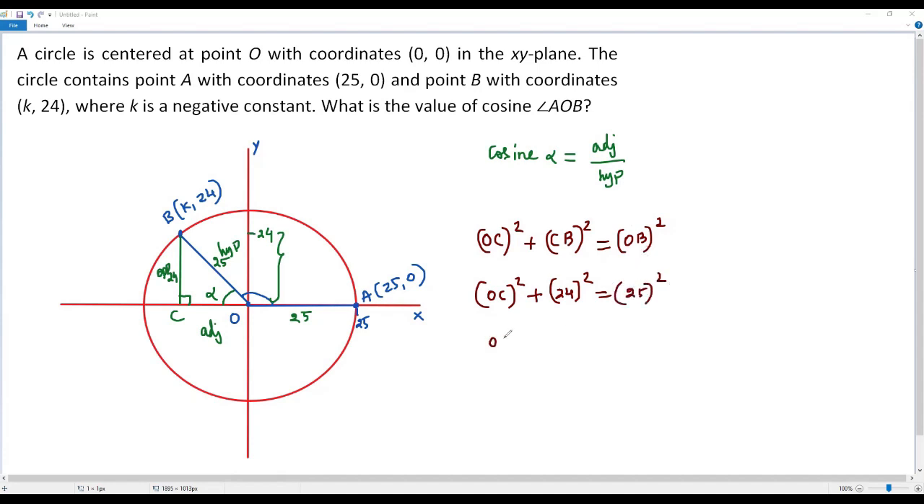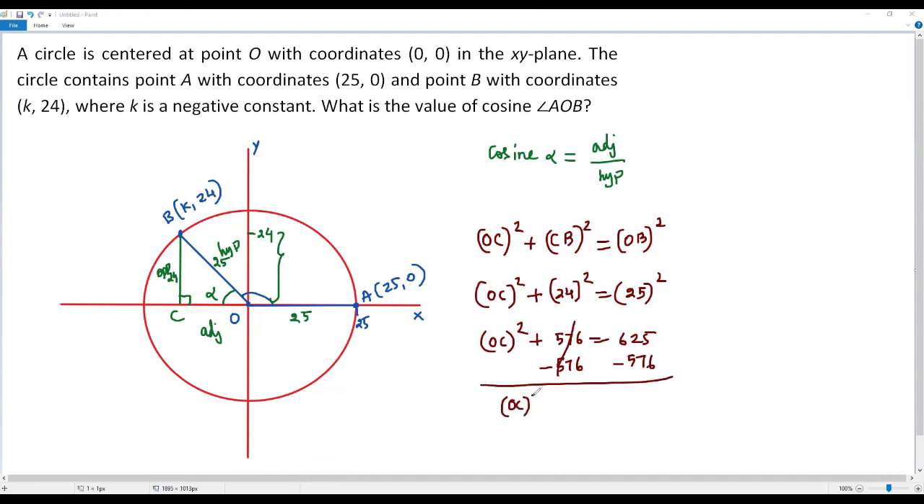Okay, let me do it. OC square plus the evaluation of 24 square, that is 576, is equal to the evaluation of 25 square, that is 625. Let me subtract 576 from both sides of this equation. When I do so, this positive value and negative value will cancel out.